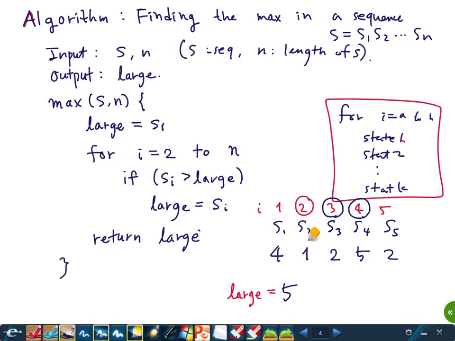And go back to increase i by 1, so now i is 5, and then do the same thing. Is S5 bigger than large? Large is bigger, so we don't perform this statement, so you just skip it. And now i is n, so the for statement is finished. So this is done. Now we go to the next line. Return large. So you will return 5 if your input was this, which is really the maximum of this. Okay?